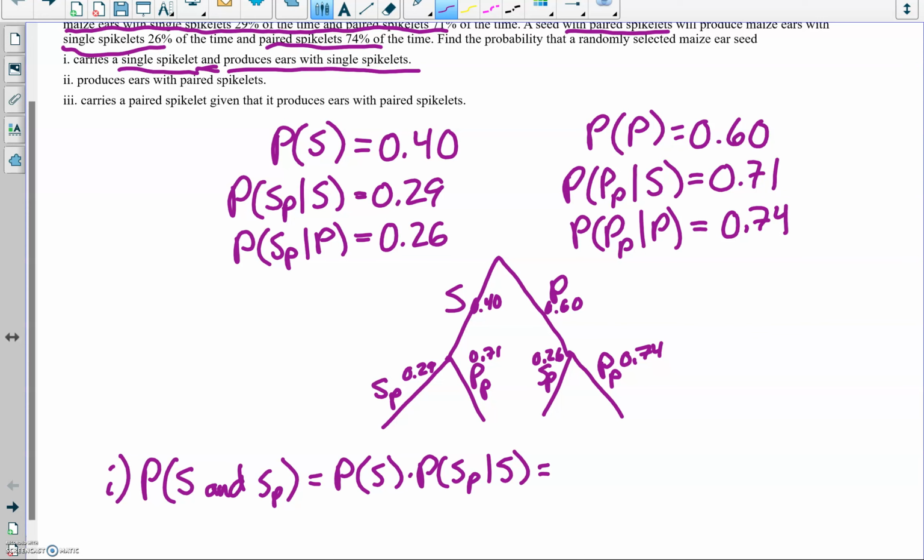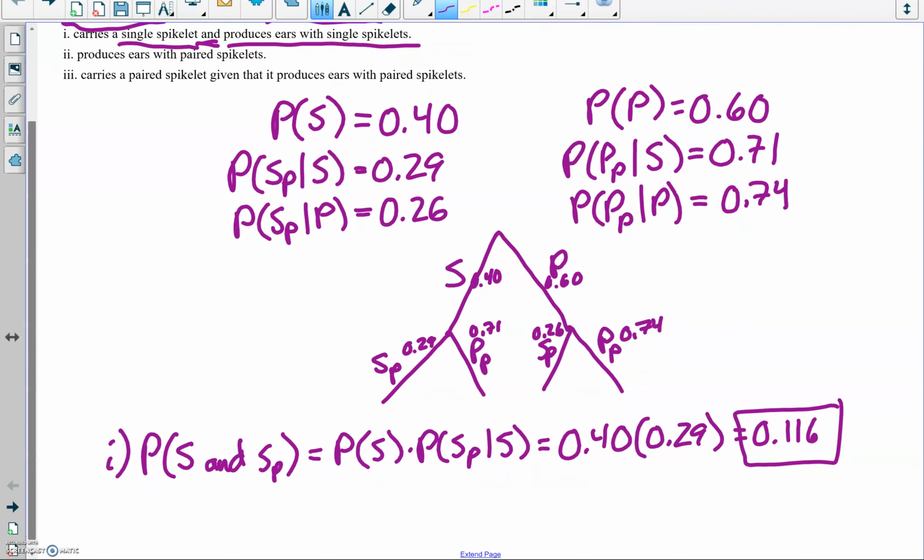And we can just multiply these out. So we get the 0.40 here times 0.29, and that ends up equaling our 0.116. So that is a good answer there for that one.